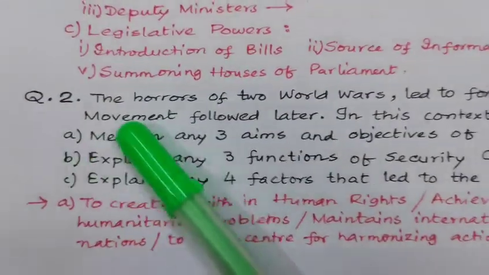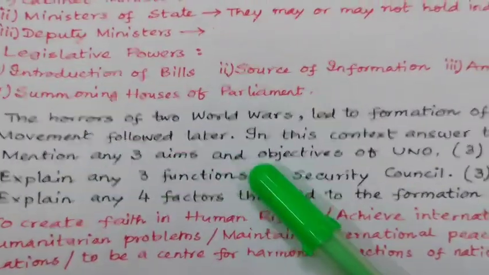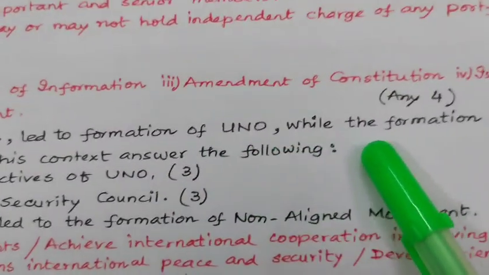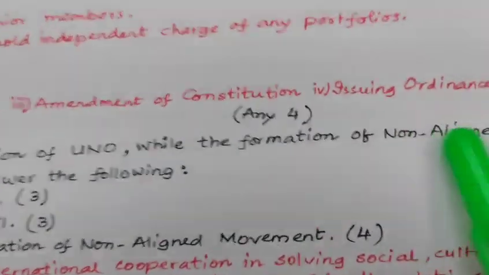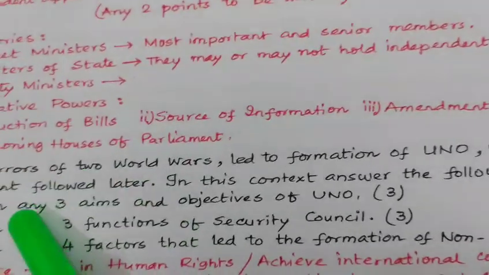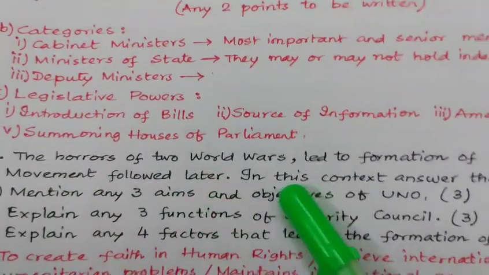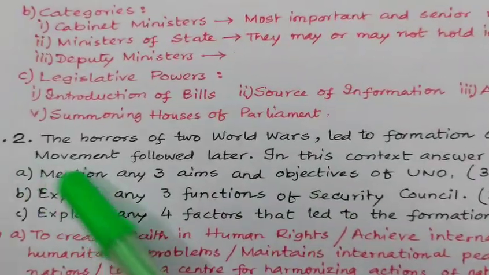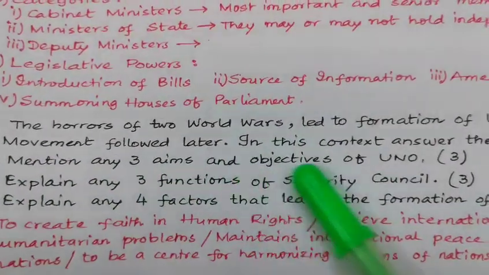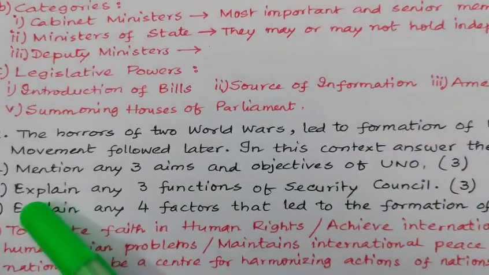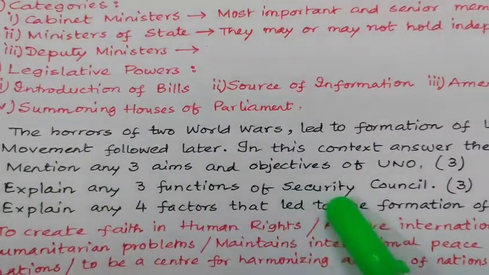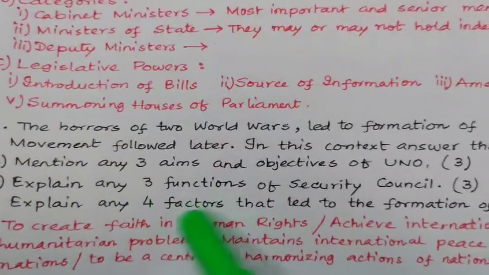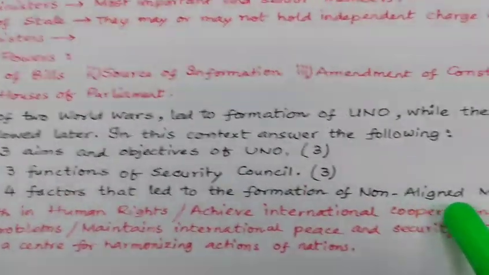Now question number 2. The horrors of 2 world wars led to the formation of the United Nations Organization, while the formation of the Non-Aligned Movement followed later. In this context, answer the following questions. A. Mention any 3 aims and objectives of UNO. B. Explain any 3 functions of the Security Council. C. Explain any 4 factors that led to the formation of NAM.